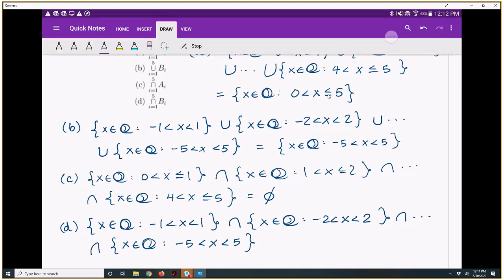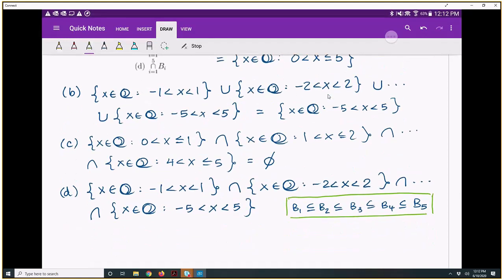And like we said when we did the union, these are nesting outward, which is to say that b sub 1 is inside of b sub 2, which is inside of b sub 3, which is inside of b sub 4, which is inside of b sub 5. And that's why when we did the union, we said that the union would just be b sub 5.